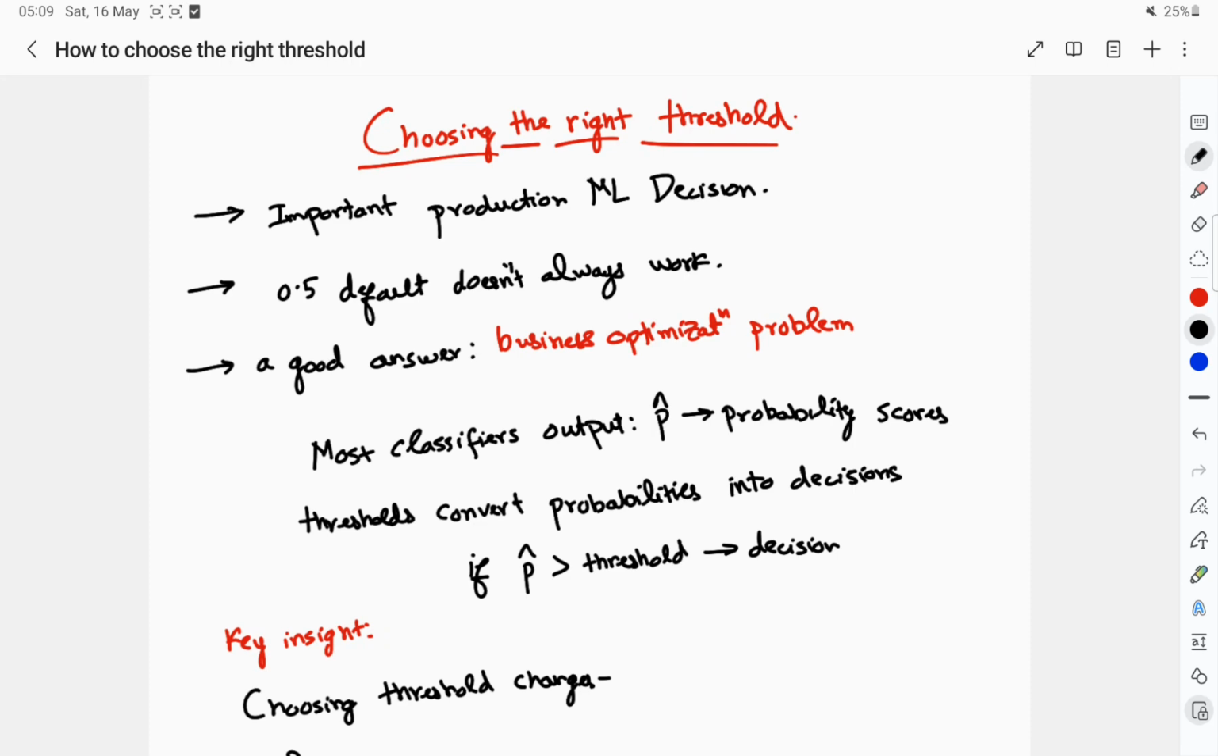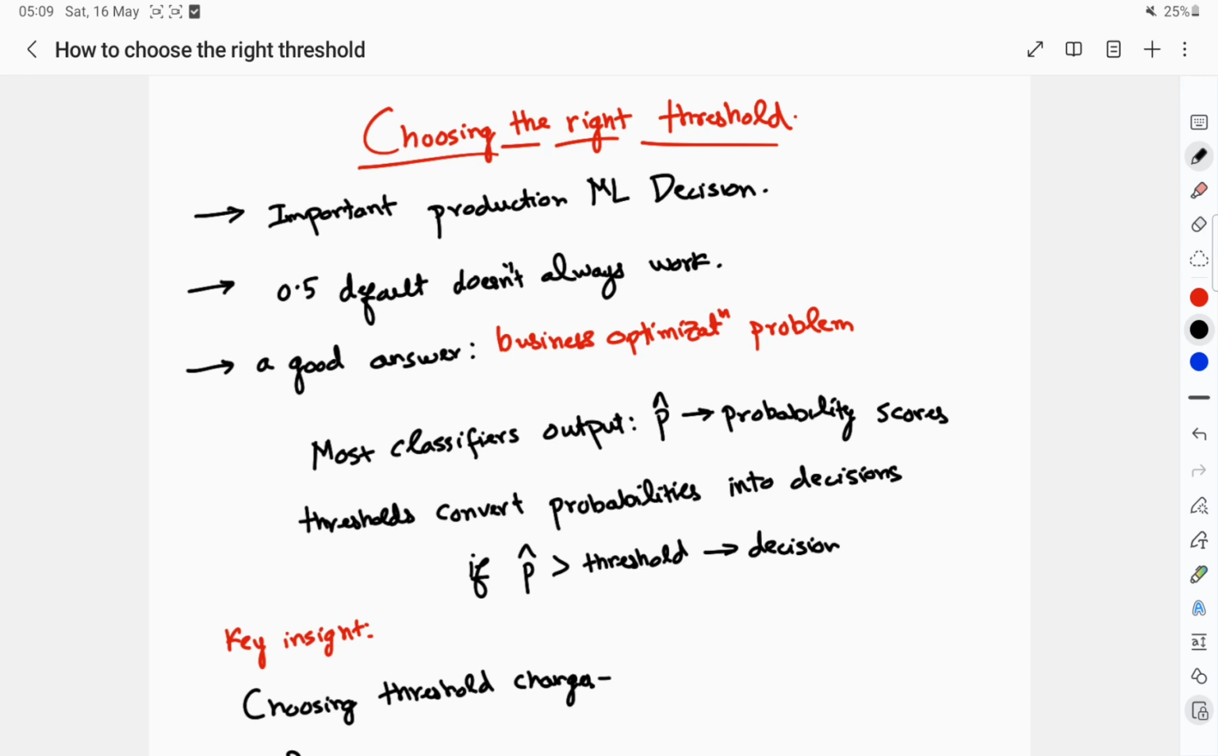And in this video, we are going to talk about a very important production machine learning question, that is how to choose the right threshold. So at times you would have built a lot of models for a particular use case, and the most important question there is that once you develop a model, how do you decide the right threshold? It's one of the important production machine learning decisions that you have to take as a data scientist.